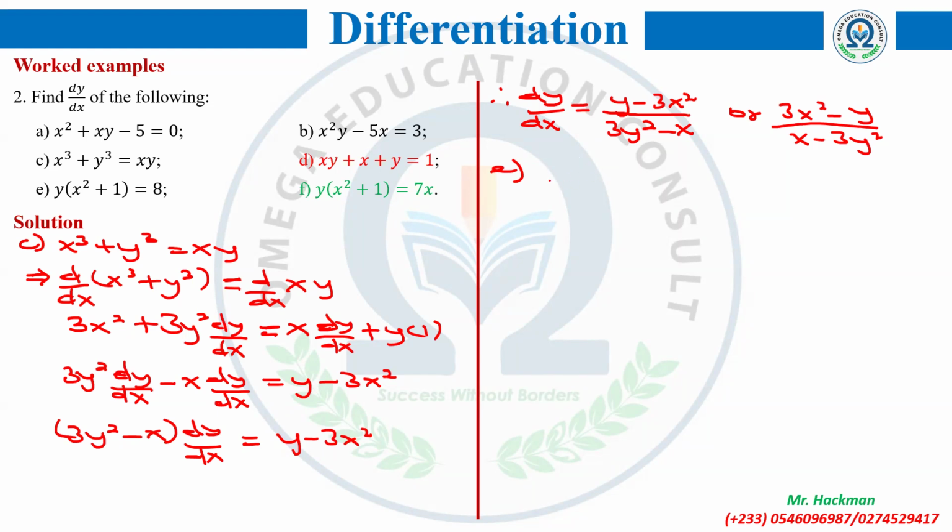So now let's go. E, what are we given? y times (x squared plus 1) is equal to 8. All right. So now let's see what we have here.